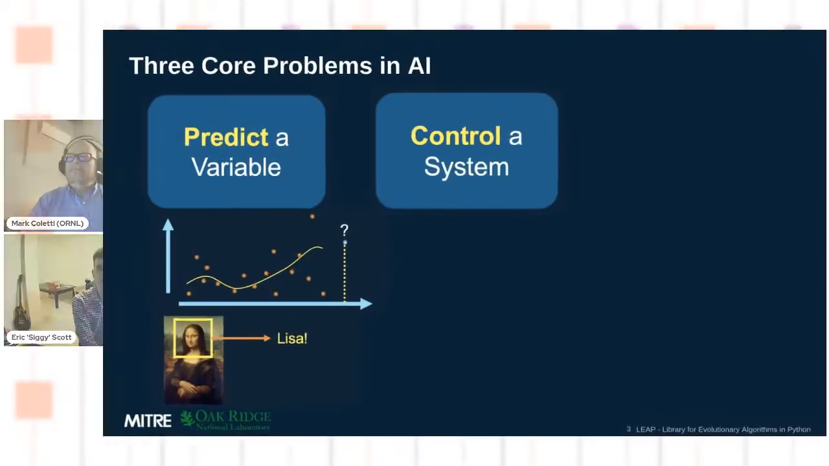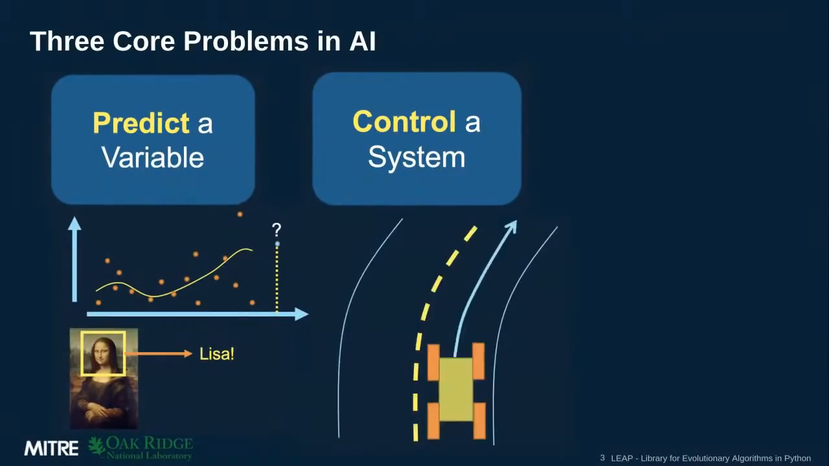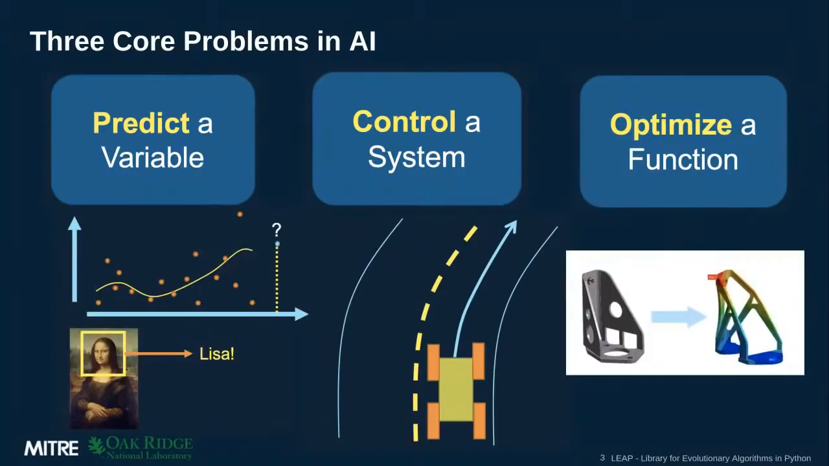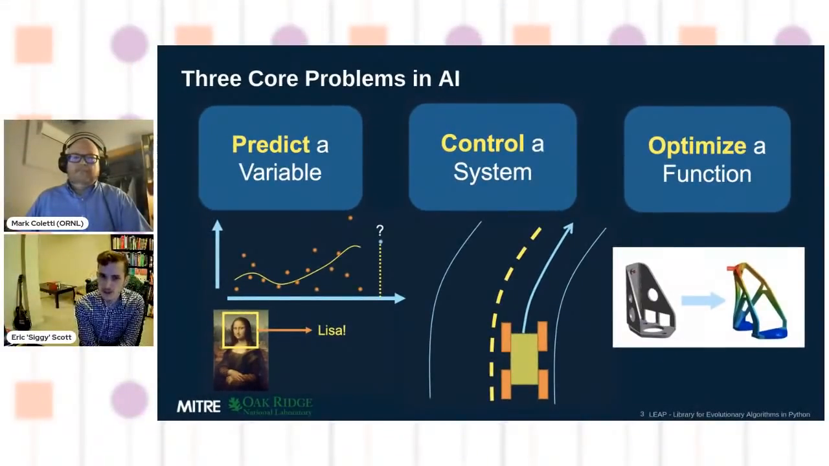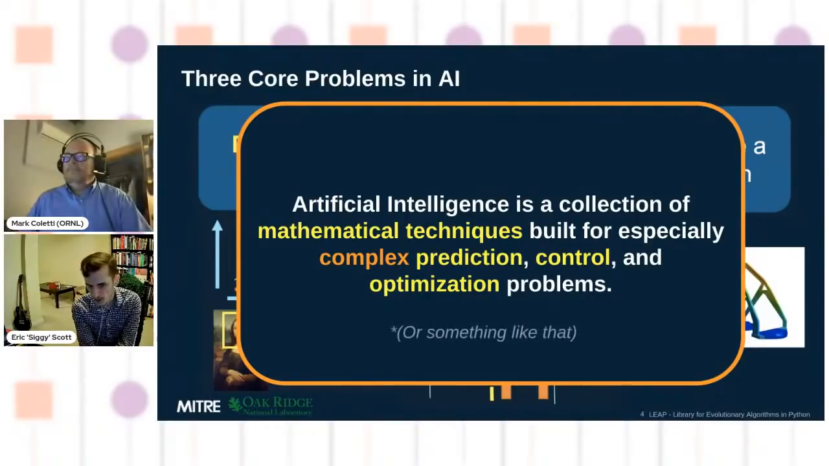Second is to control a system over time. The ultimate examples of this perhaps are robotics and self-driving cars. And then on a more broad level, there's optimizing a function. This can mean a wide variety of things, but one example might be to optimize the topology of a mechanical part to maximize some desirable properties in an engineering application. I think that any definition of artificial intelligence is on some level wrong, but this is a useful one: AI is a collection of mathematical techniques built for especially complex prediction, control, and optimization problems.